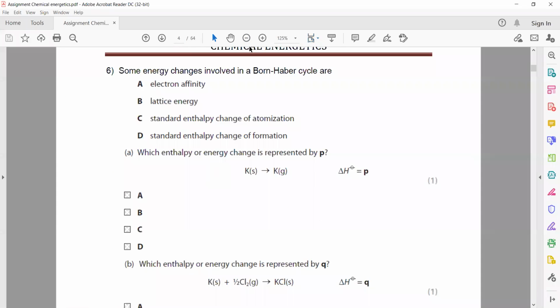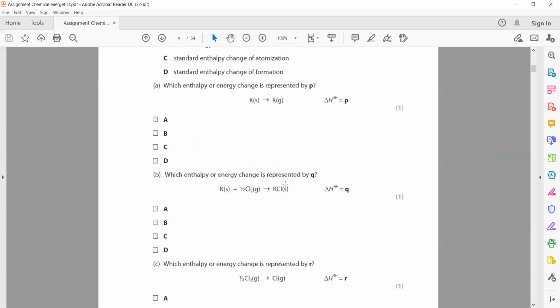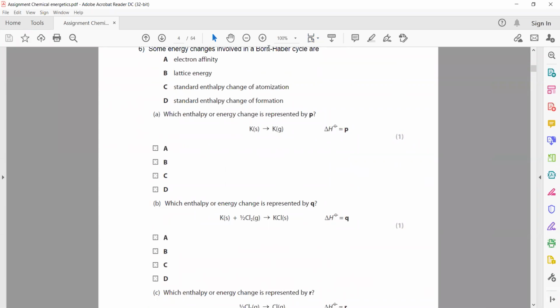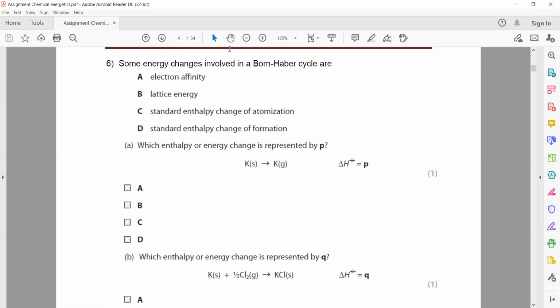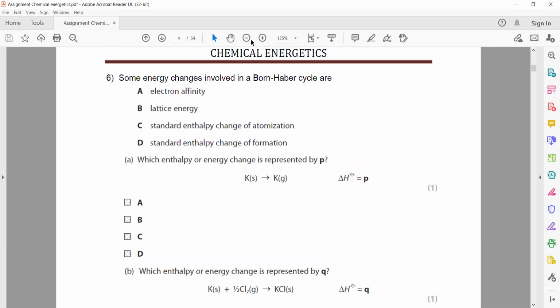Okay. In this question, 6, two parts are there, A and B. Some energy changes are involved in the Born-Haber cycle. Born-Haber cycle is basically an application of Hess's law. So some energy changes involved in a Born-Haber cycle: electron affinity, lattice energy, standard enthalpy change of atomization, and standard enthalpy change of formation. Which enthalpy change is represented by P? So what is represented by P? A, B, C or D?